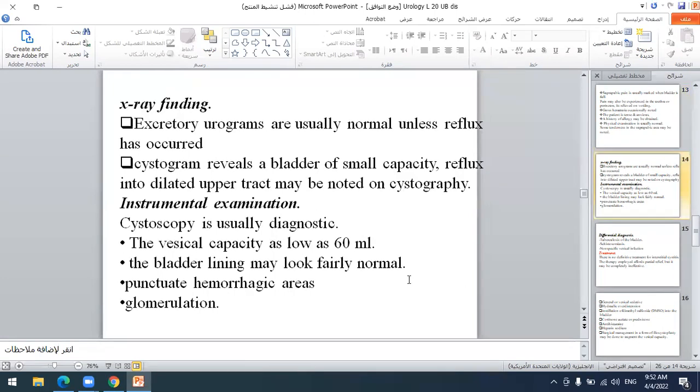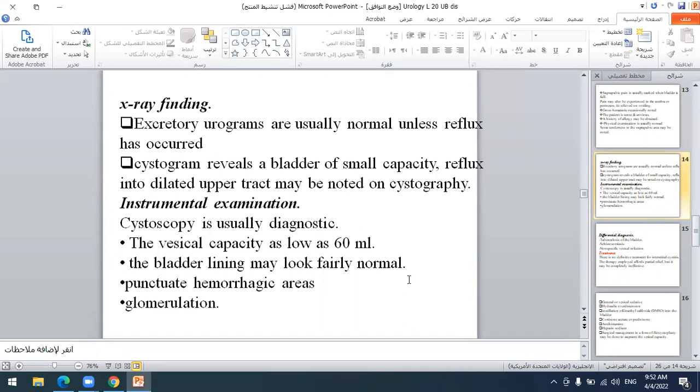X-ray or radiological findings. Excretory urography is usually normal unless reflux has occurred. Cystogram reveals a bladder of small capacity, and reflux into a dilated upper tract may be noted on cystography.